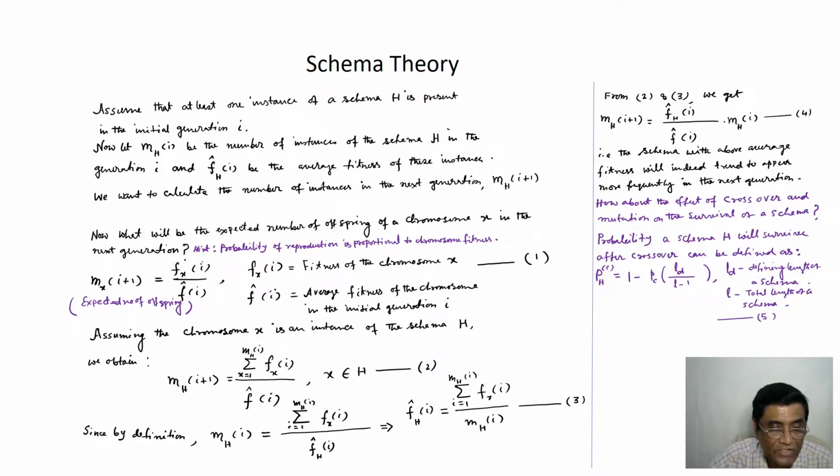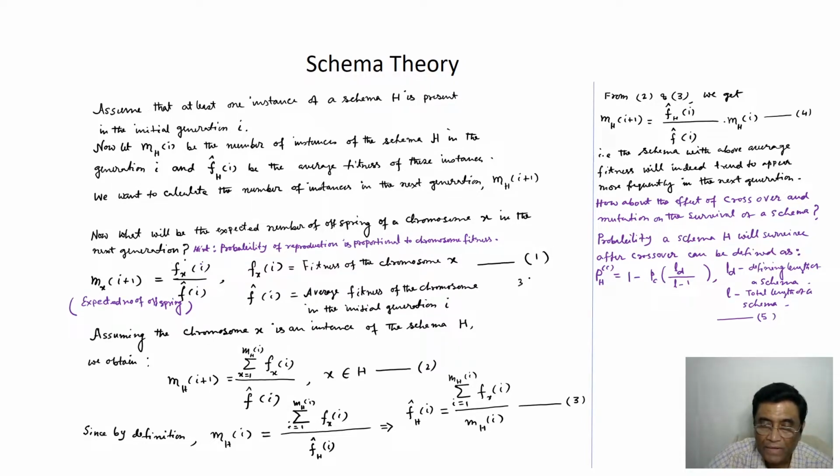So in that same generation, what is the value? If it is more than 1, then you are going to see it. If it is less than 1, you are not going to see it, okay? So this is how the number will be calculated, right? So fitness of the chromosome X divided by the average fitness of the chromosomes in the initial generation i. So you have understood, right?